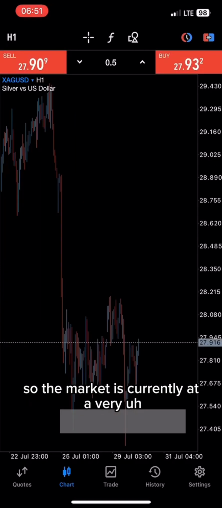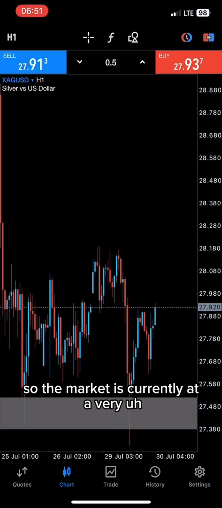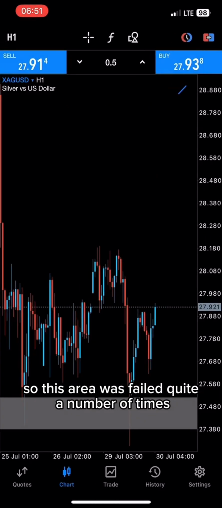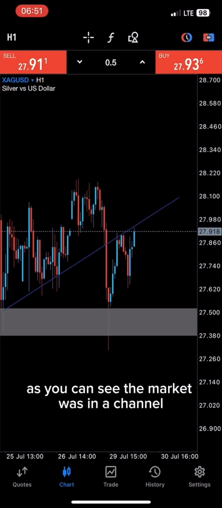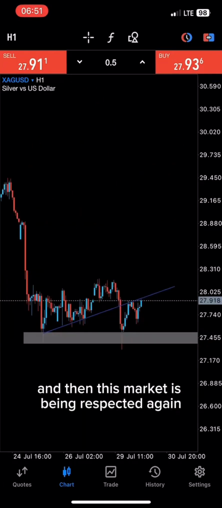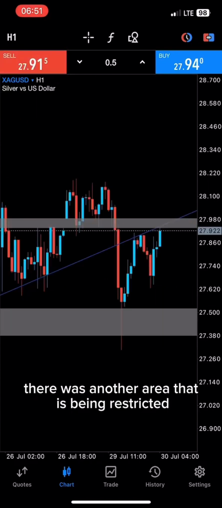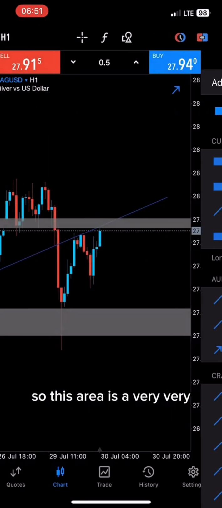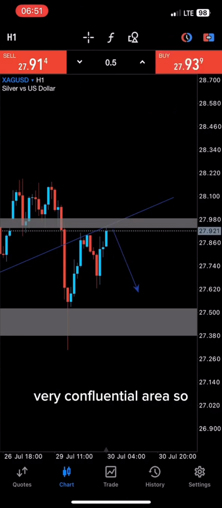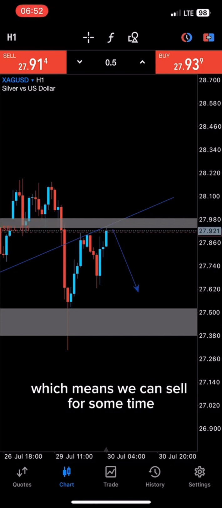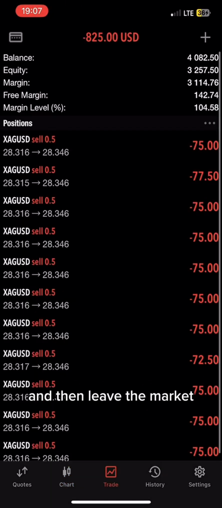So the market is currently at a very confluential area. This area was failed quite a number of times. As you can see, the market was in a channel that it broke to the downside, and then this market is being respected again. So at the same level, there was another area that is being reflected. This area is a very, very, very confluential area. So it means the market is going to face a little bit of a challenge, which means we can sell for some time and then just scalp the market and then leave the market.